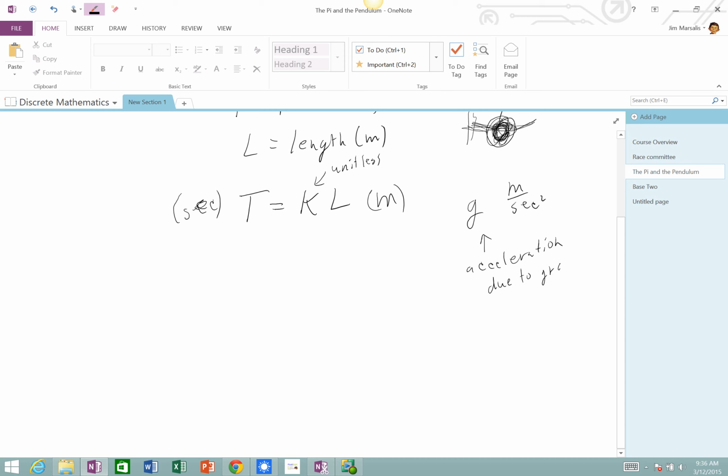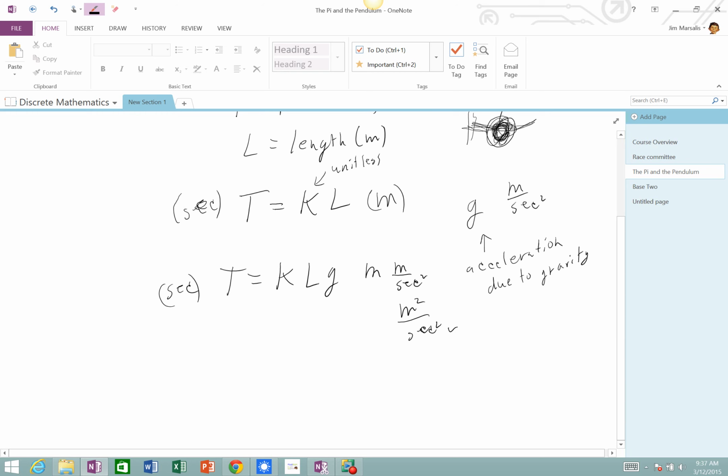And g, we'll say, is going to vary depending on whether you're on the Earth or Moon or Mars or whatever. So let's just make another wild guess. Let's assume that the period equals a constant times L times g. Well, L is meters, g is meters per second squared. So our units would be meters squared per second squared. And of course that's ridiculous because the time is seconds, and meters squared per second squared definitely is not seconds. So we got something wrong there.